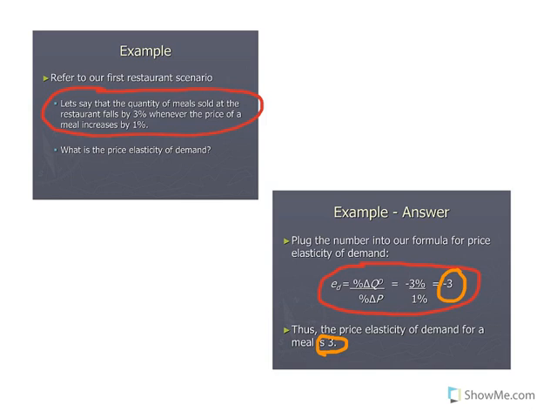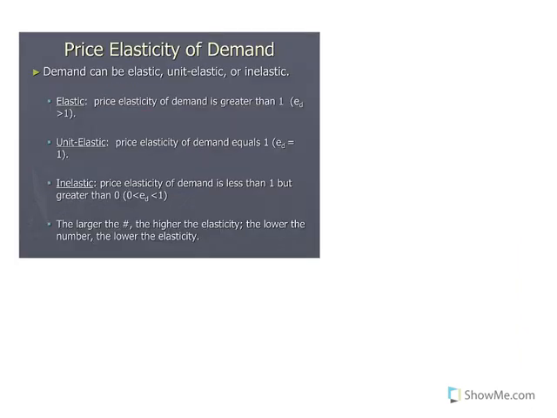So now we need to know, what the heck does that mean? What does a value of 3 mean? So the value that we come up with tells us how elastic the demand for the good is. And there's basically 3 different regions of elasticity. There's what we call elastic demand, unit elastic demand, or inelastic demand for a good or service. So if we come up with a value that is greater than 1, just like we did in the previous scenario where we said the elasticity of demand for restaurant meals was 3, that would mean that you're dealing with elastic demand because you're coming up with a number that is greater than 1.